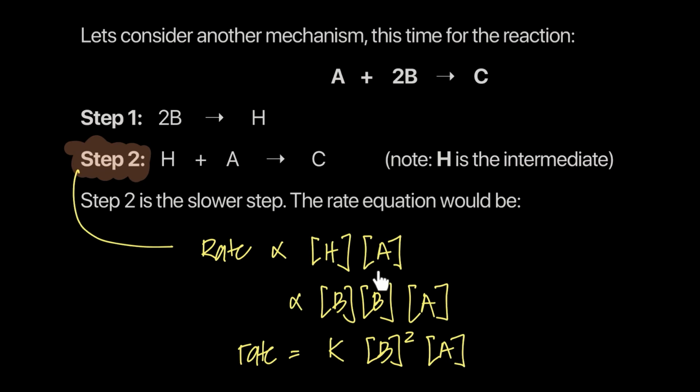So basically, in a multiple step process, each step has its own rate equation. But the overall rate equation, this is the overall rate. Overall is what you will find experimentally. The overall rate equation will be governed by the slowest step. And that step is known as the rate determining step. Okay.